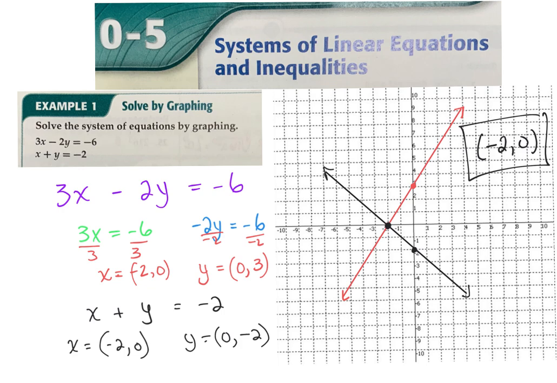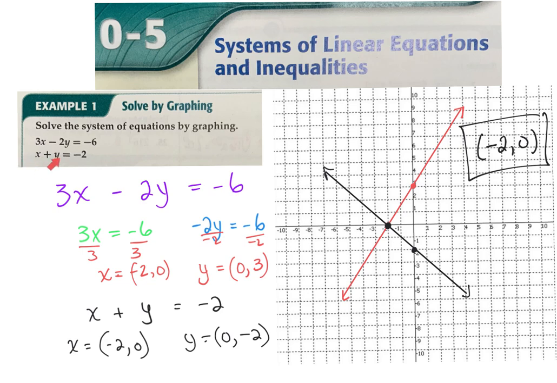Yes, I can plug in negative 2, 0 into those 2 equations, and it should be a true statement. So if I plug in negative 2, 0 up here, 3 times negative 2 is negative 6, minus 0 equals negative 6. That is true. Plug in a negative 2 here.